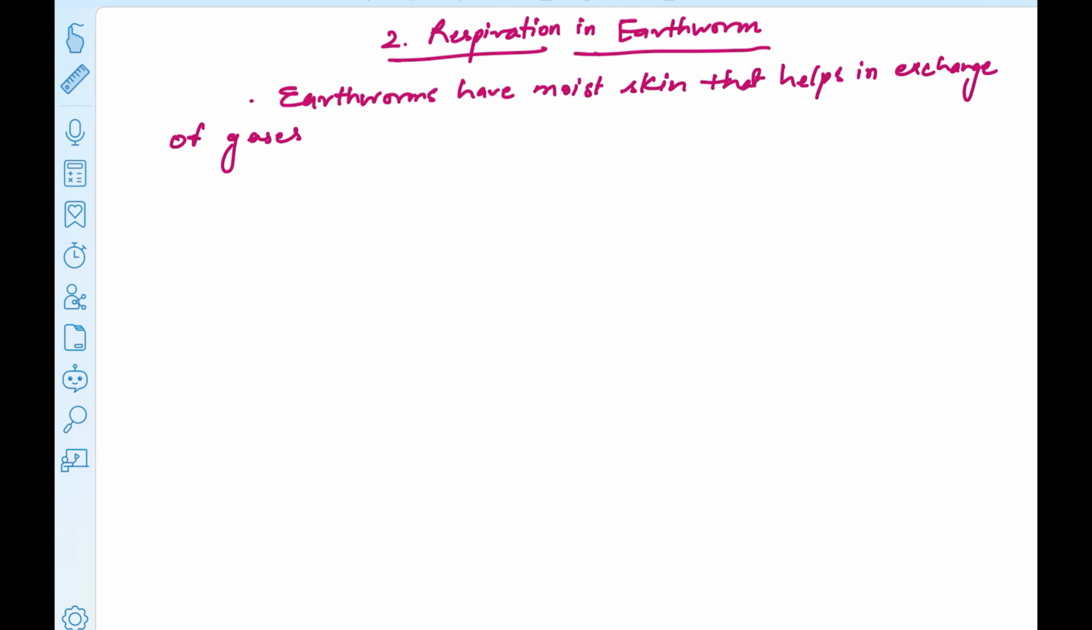Now let's talk about respiration in earthworms. Earthworms have moist skin that helps in exchange of gases. So the respiratory surface of an earthworm is its skin. So oxygen from soil-dissolved air diffuses through the skin into blood vessels and carbon dioxide also diffuses out through the skin.